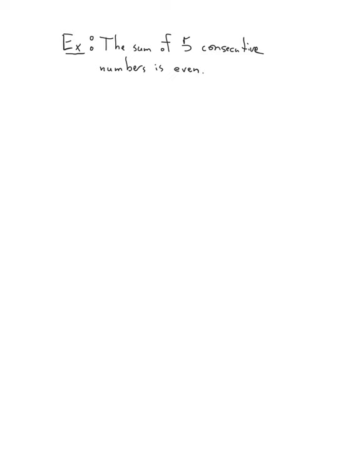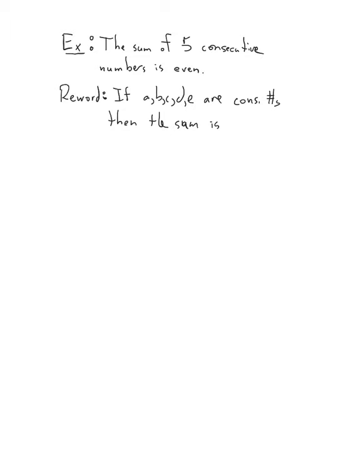Okay, so imagine that we have the following statement: the sum of 5 consecutive numbers is even. And again, just like the last video, let's reword this into an if-then statement. If A, B, C, D, and E are consecutive numbers, then the sum is even. Okay.